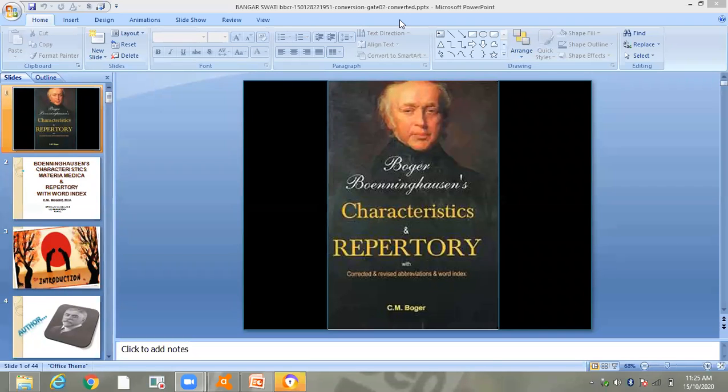As Boger has used similar rubrics in different sections, we discuss some examples. The rubric confusion we found in the section sensorium, as well as the same rubric confusion we found in the section mind also.